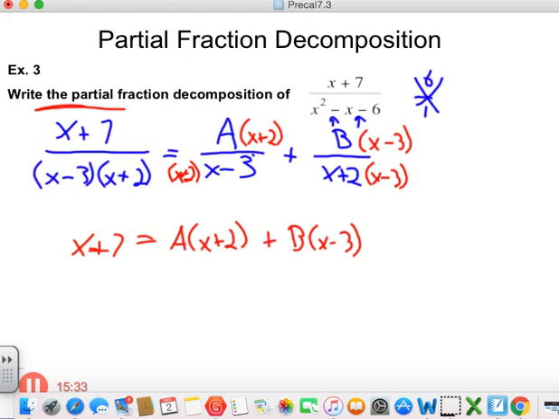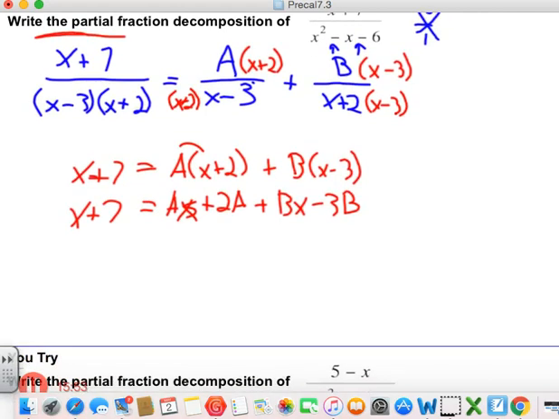So now let's go ahead and distribute. A times x is Ax, A times 2 is 2A. That looks like an s instead of an x. And then B times x and minus 3 times B. And that's going to equal x plus 7. Okay, so now what we want to do is group the terms that have the x's together. So I'm going to write Ax plus the Bx together, and then write the other two terms that don't have an x, 2A minus 3B together.